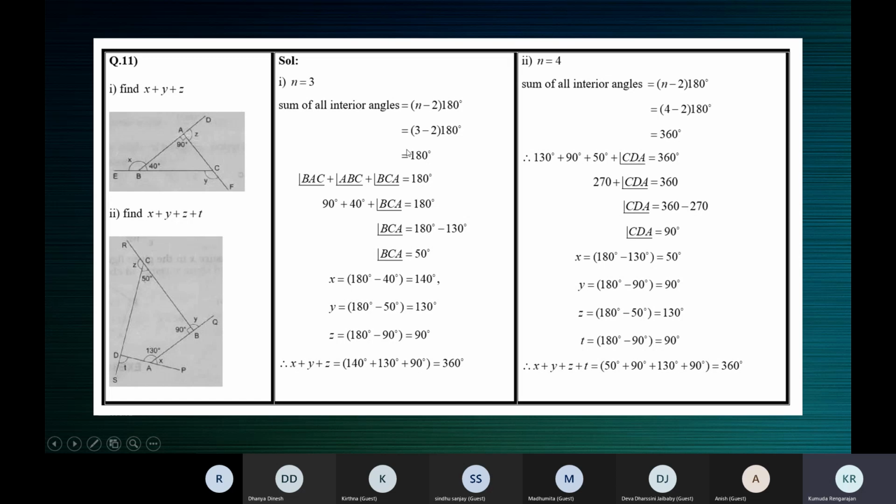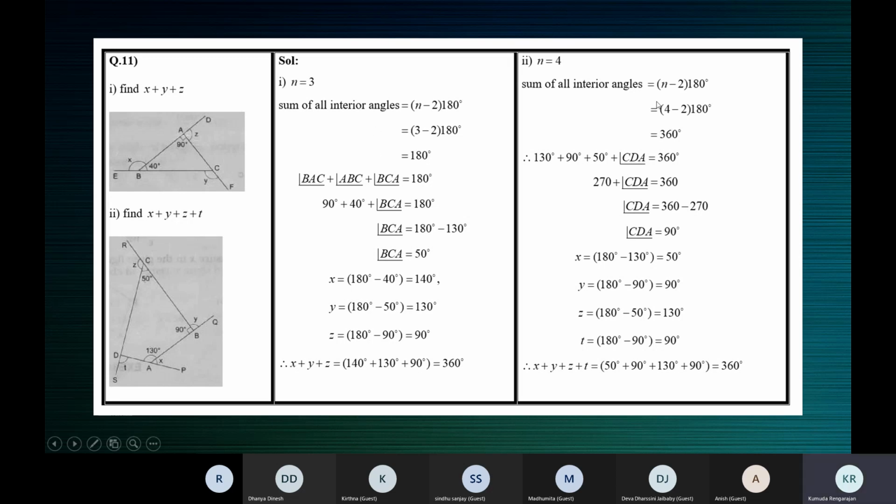So that you realize that the sum of all the interior angles is different for different polygons. You can write 180 and 360 directly. You don't have to show this working, but do it. When you do it, it gets registered in your mind. Otherwise, by default you will use 360 for all polygons. I'm not saying you will, but we may just assume that the sum of all the interior angles of every polygon is 360 degrees.